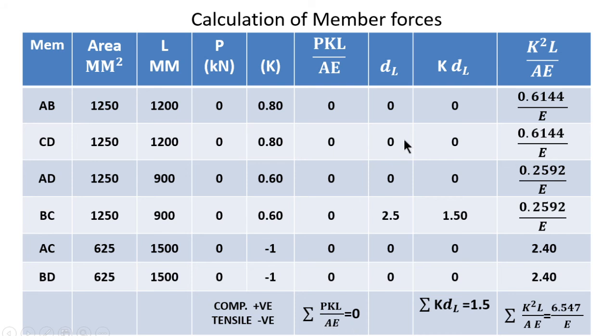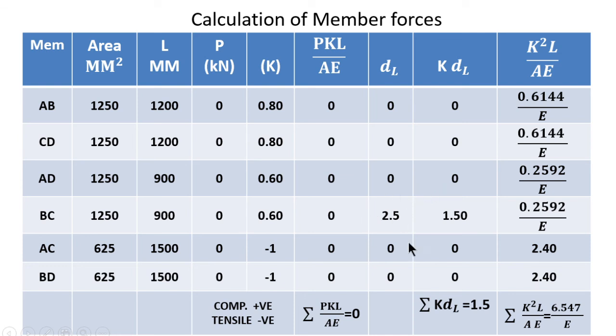Now next is the change in length, that is, too short or too long, delta L or DL. So member AB 0, member CD 0, member AD 0, member BC is 2.5 because this member is short by 2.5 mm. We are considering the sign convention that if a member is short, take it as positive, and if a member is long, take it as negative. Then member AC is 0, and member BD is 0. Now the next column is K into DL. So 0 into 0 is 0, 0 into 0 is 0, 0 into 0 is 0.